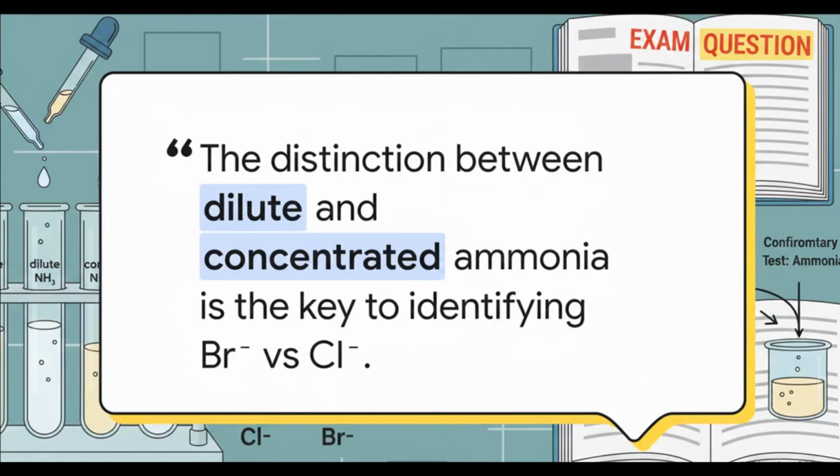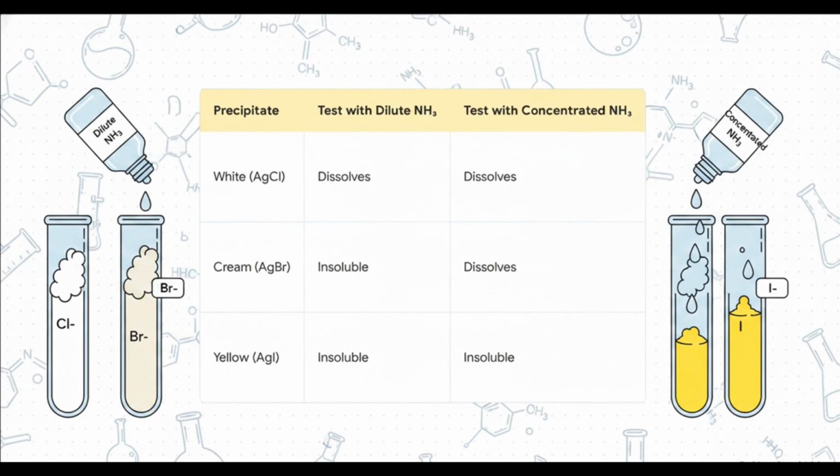Now pay close attention to this, because it's a massive exam tip. Telling the difference between a white and a cream precipitate can be tricky, right? Your eyes can play tricks on you. That's exactly why the next step, using ammonia to confirm, isn't just a nice to have. It is absolutely crucial for getting the right answer, especially under exam pressure. And this is how we nail the culprit down.